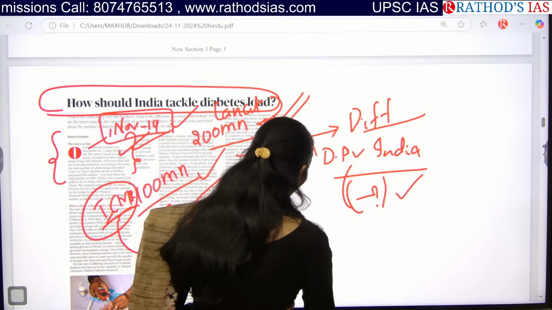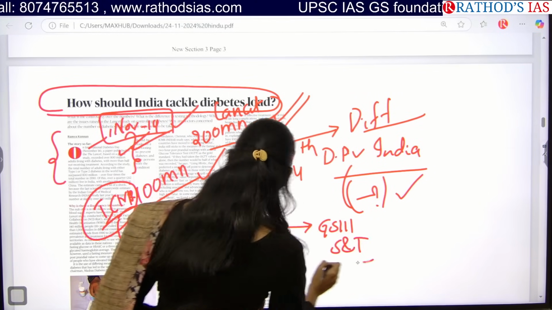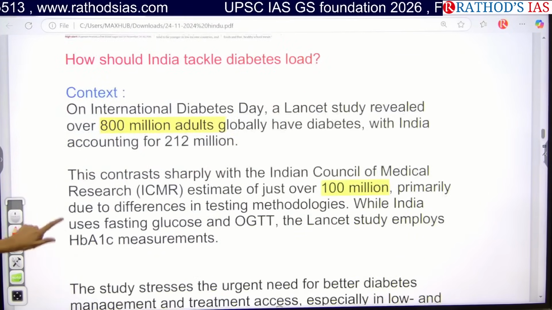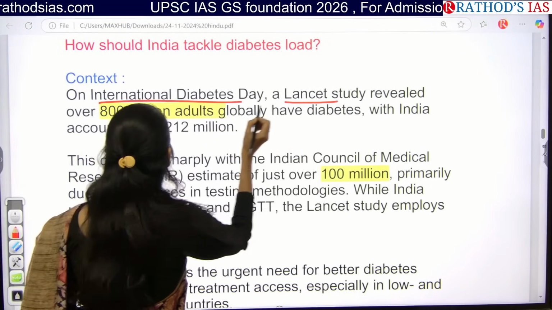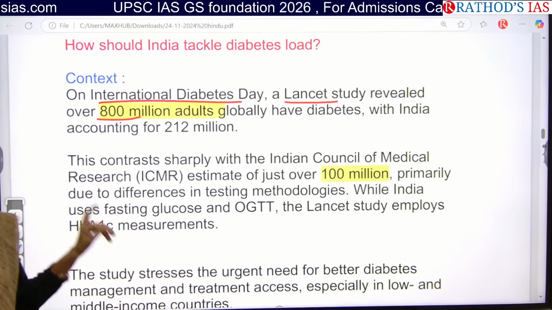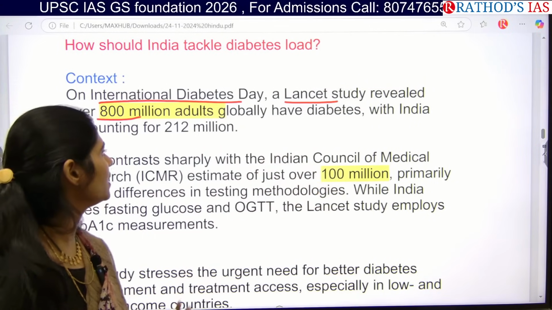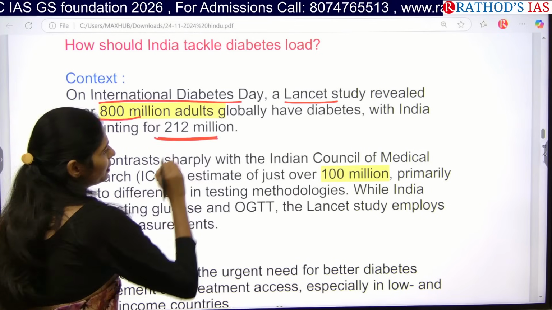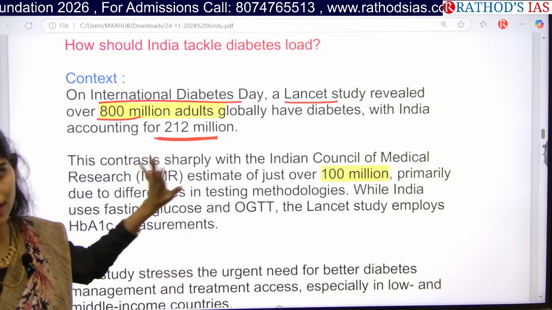From which subject can you deal with this? From GS Paper 3 under science and technology, right? Okay, now let us see this article in detail. On International Diabetes Day, a Lancet study revealed that 800 million adults across the globe are suffering from diabetes. In India, it accounts for more than 200 million, around 212 million diabetes patients.